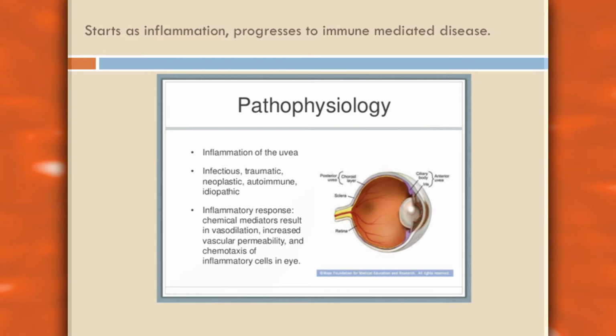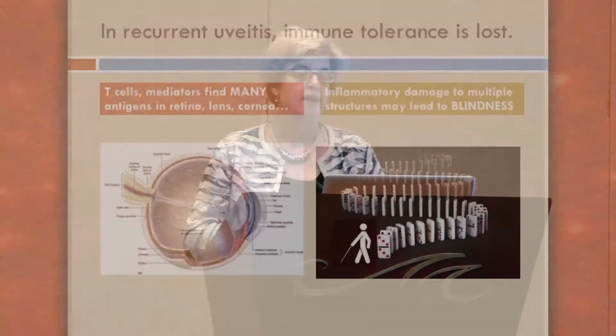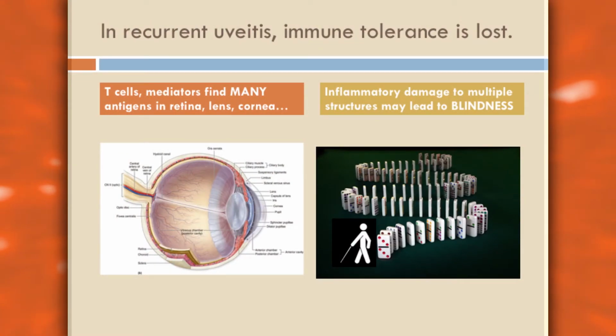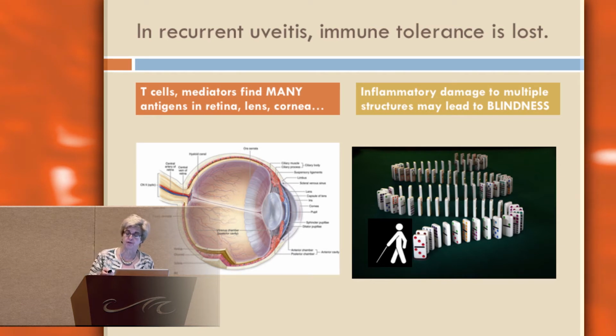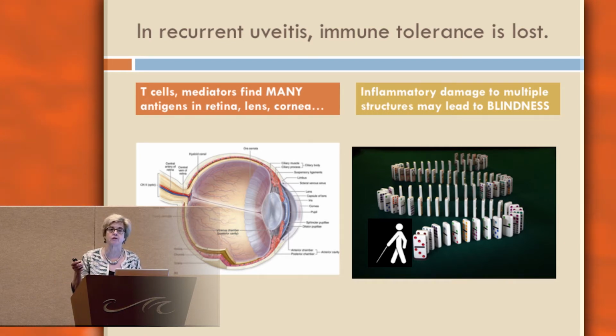And in the topic we're talking about today, it starts as infection and then progresses to inflammation and then progresses to immune-mediated disease. Immune tolerance is lost, and the T cells and mediators go inside of the eye, inside the uveal barrier, and they go crazy because everything that's in there looks foreign. And inflammatory damage to multiple structures is just like dominoes. It can lead to blindness. But there are many, many roads that lead to blindness, and that's why uveitis looks so different in all the hundreds of horses that you see during your life.